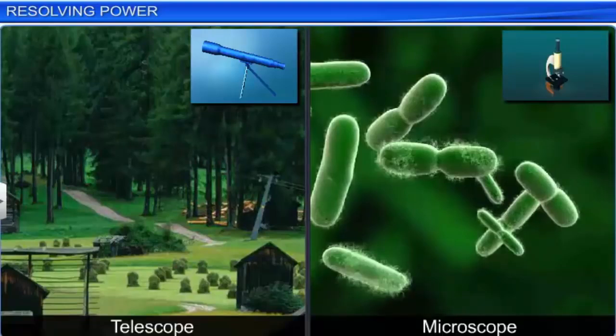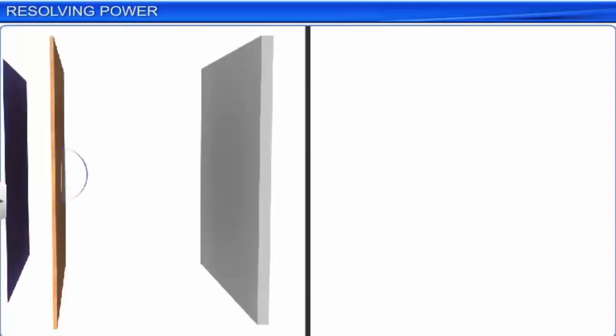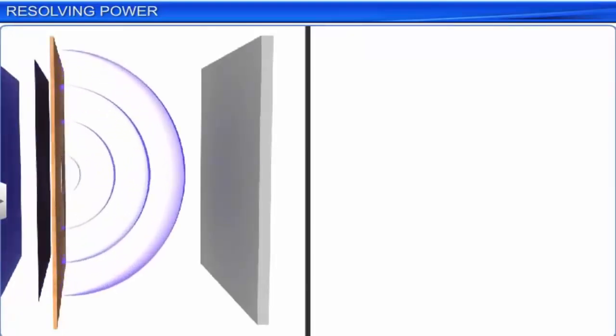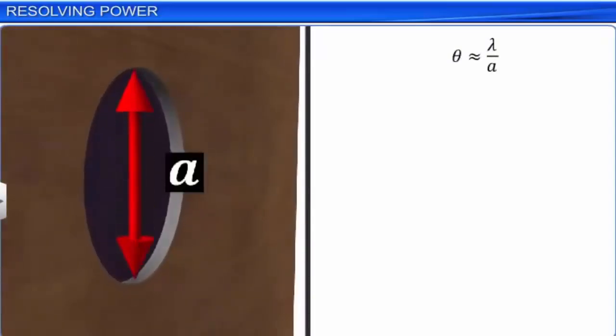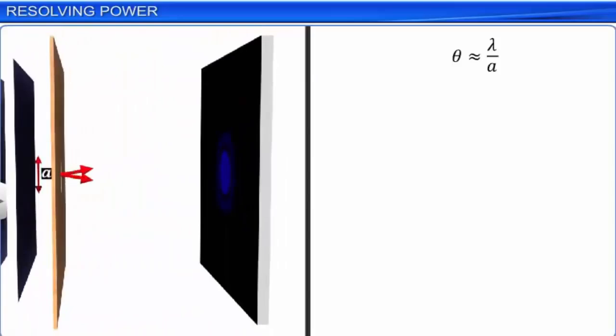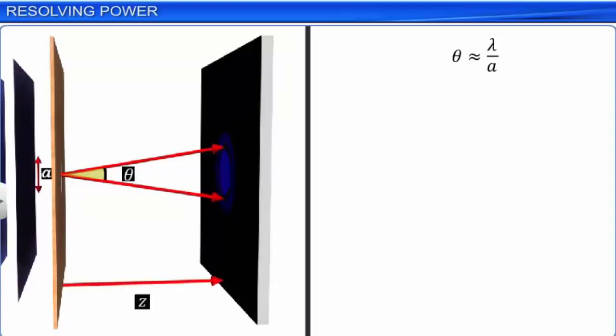Let us now find the limits for the validity of ray optics. An aperture of size A, illuminated by a parallel beam, diffracts light into an angle equal to lambda by A approximately. This is the angular size of the bright central maximum. If z is the distance of the screen from the slit, in traveling a distance z, the diffracted beam acquires a width w, that is approximately equal to z lambda by A.